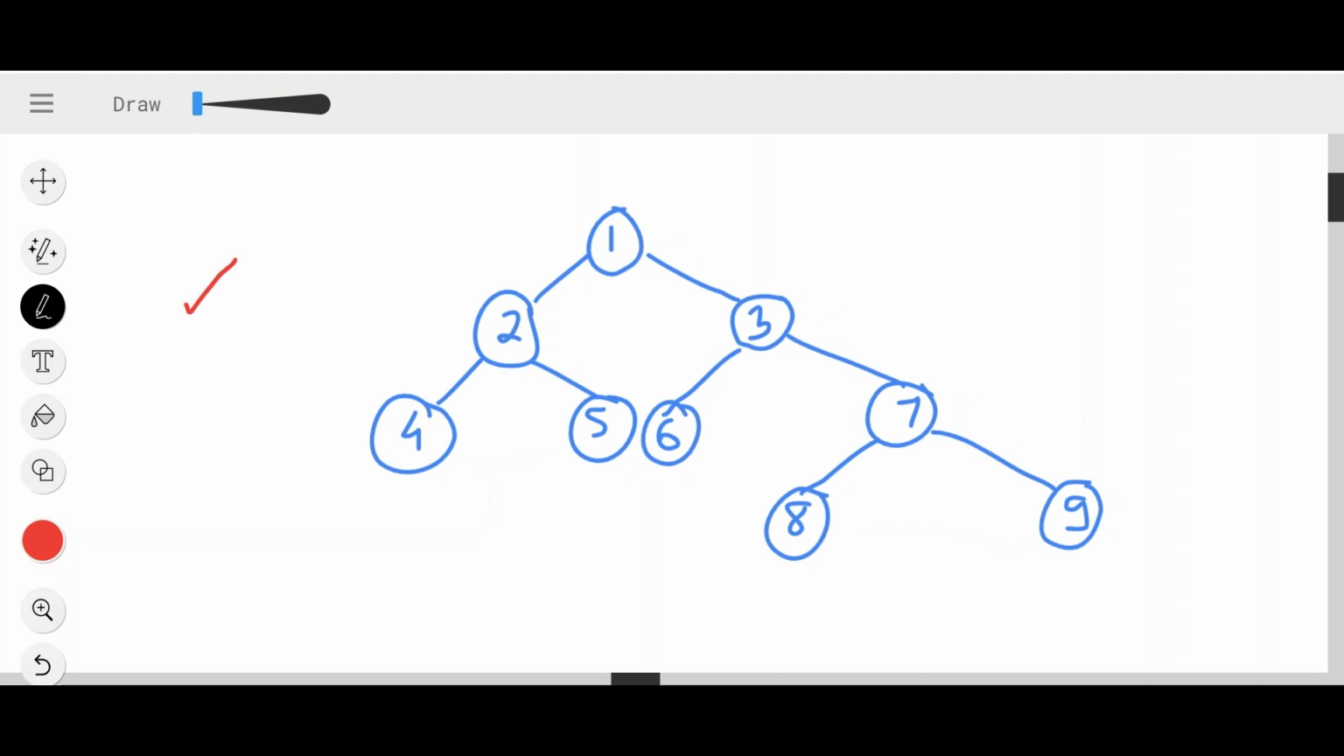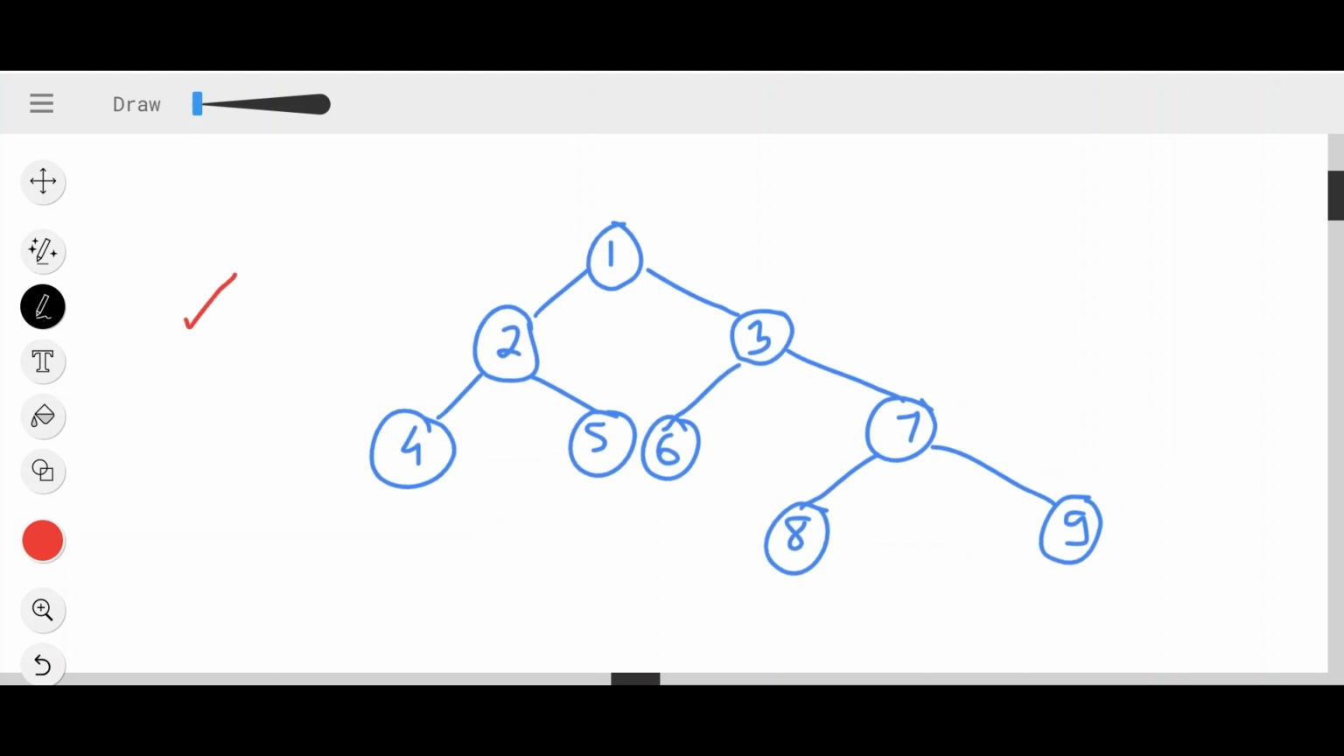Now what is the vertical width? It is the number of vertical lines that intersect nodes of the tree when viewed from the top. Okay, so here what will be the vertical width? Just draw the vertical lines and they should intersect the nodes.